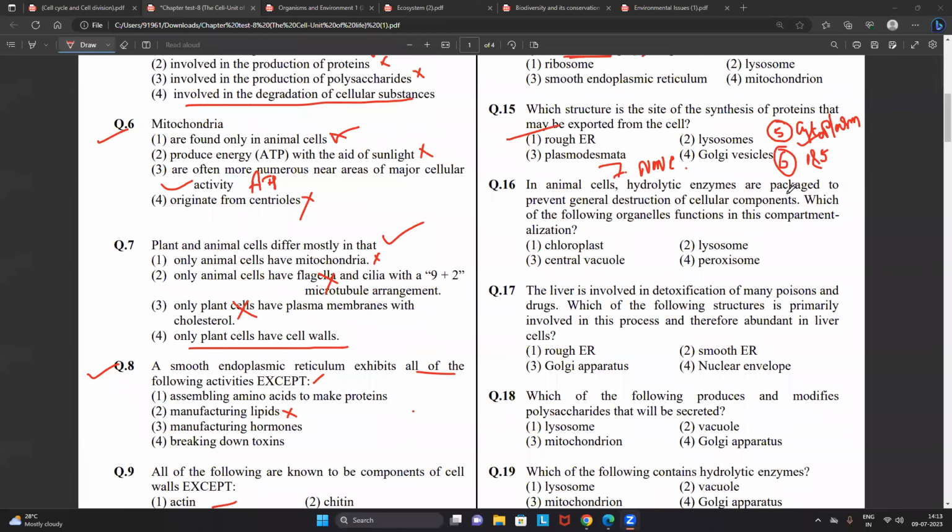Question number 16. In animal cells, hydrolytic enzymes are packed to prevent general destruction of cellular compartments. Which of the following organelles functions in this compartmentalization? Think correctly, okay?